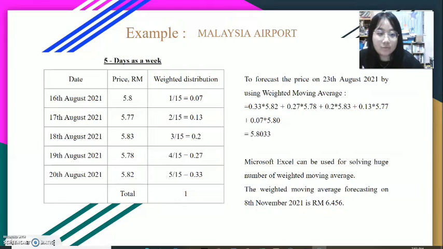Microsoft Excel can be used for solving a huge number of weighted moving averages. As we said before, we're going to forecast the price of Malaysia Airport on the 8th of November 2021, so we can use Microsoft Excel to do the weighted moving average. And we finally get the price, which is 6 ringgit and 46 cents on the 8th of November 2021. And that's all for my presentation.